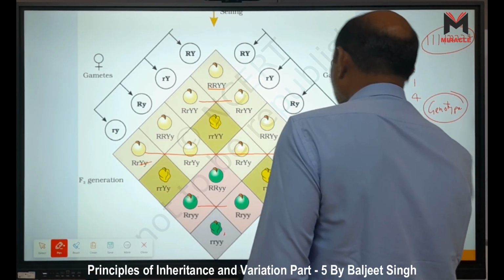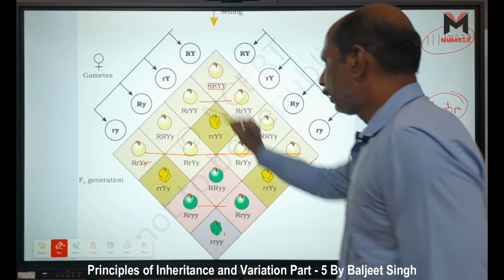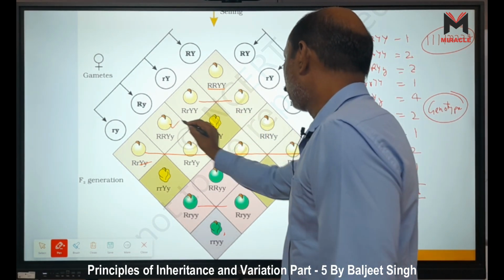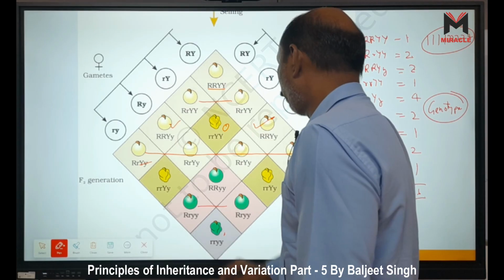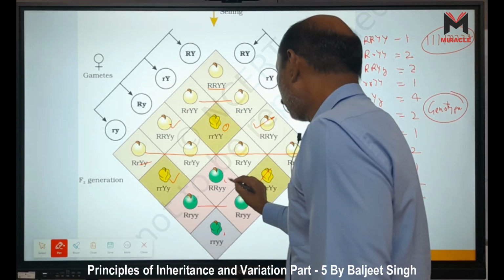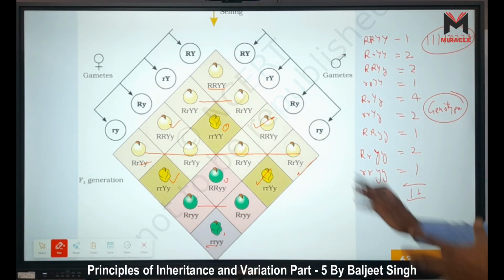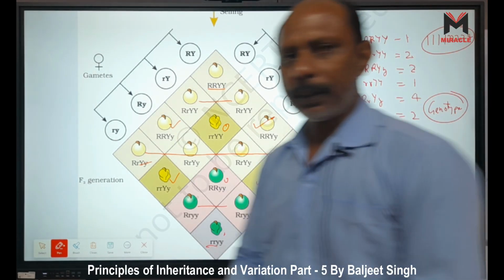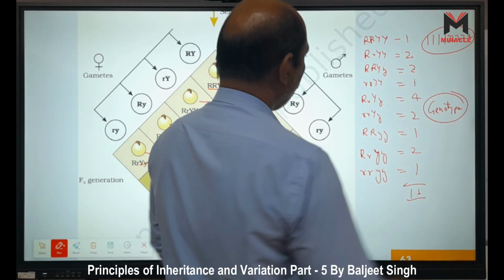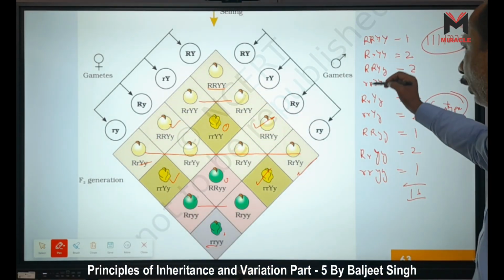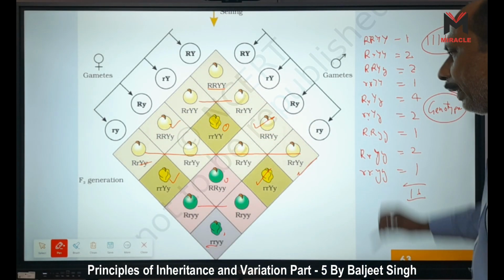So we get the genotype ratio through this square also. This one is different, and this one and this one are the same. This one is different, right? Do you understand this one? How could we get the genotype and the phenotype? What is the genotype? How many genotypes are there? We know there are 1, 2, 3, 4, 5, 6, 7, 8, 9 types of genotype.